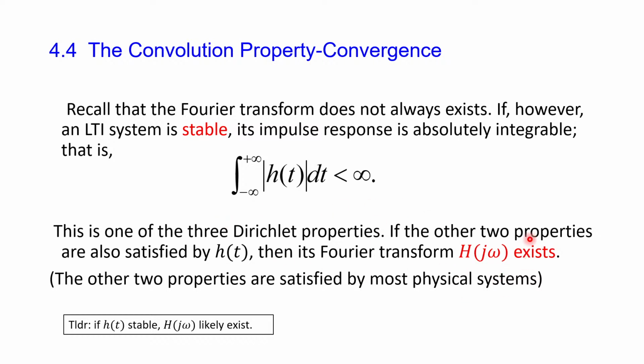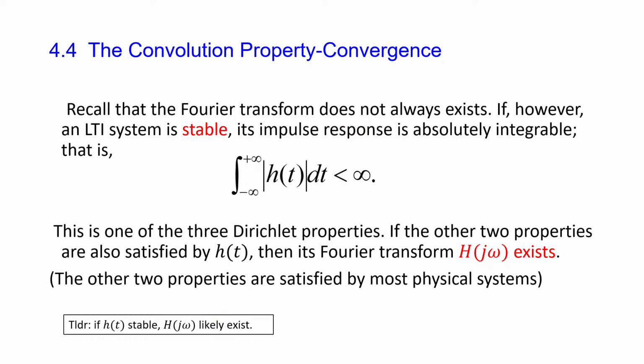And usually, if your system is not too weird, your small h will satisfy the other two properties. For most physical systems, the other two properties will be satisfied. So the bottom line is, if your small h of t is stable, then very likely you will have a big H. You do the Fourier transform, then this big H will converge. Okay, so this is all I want to say. Any question? Because of the Dirichlet condition.